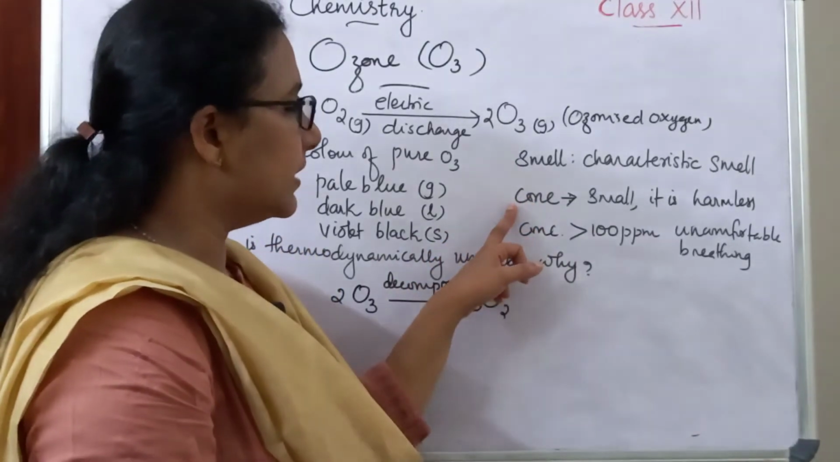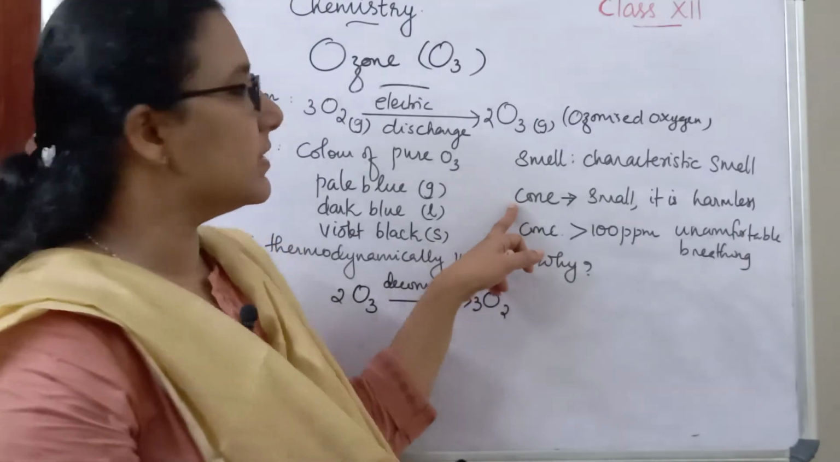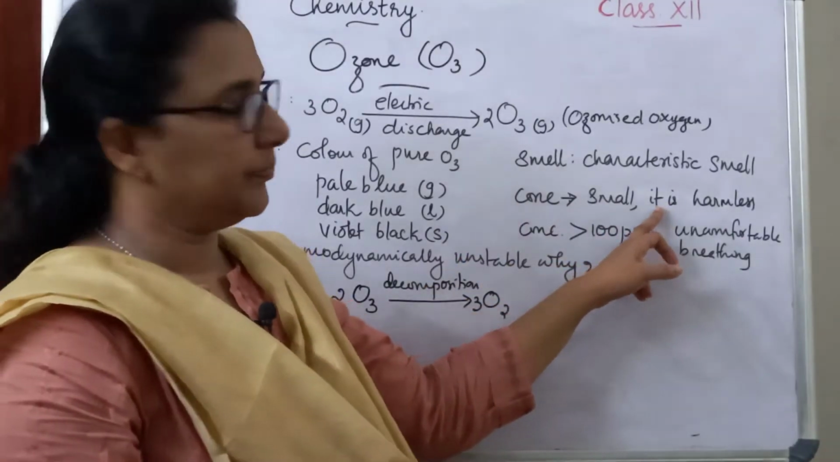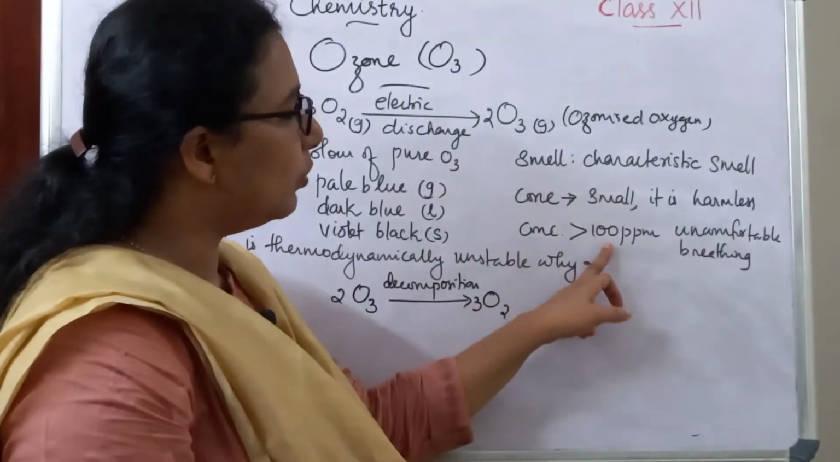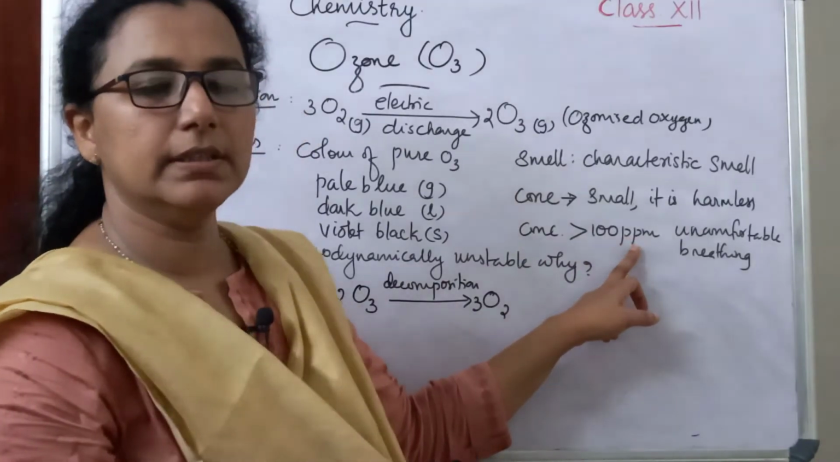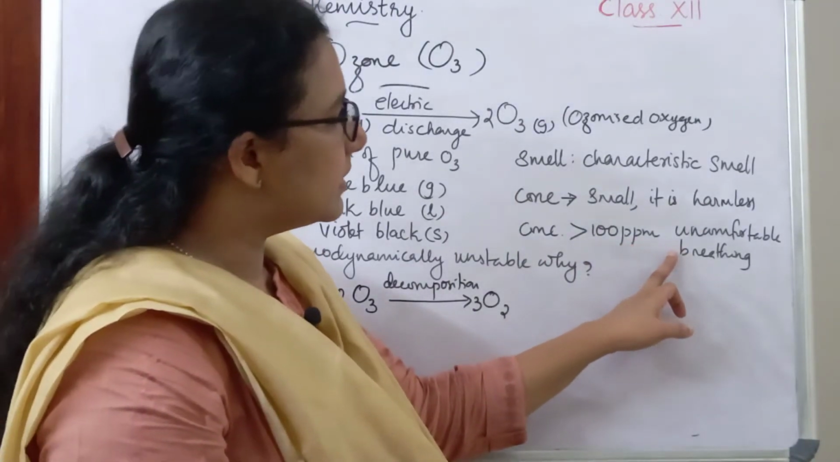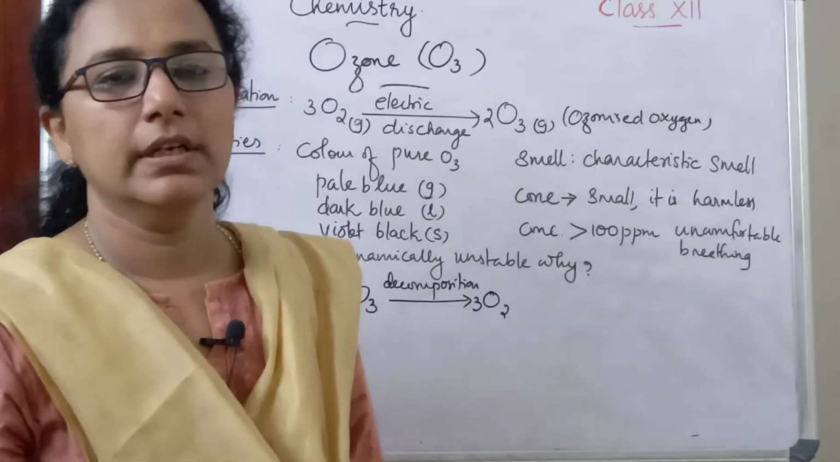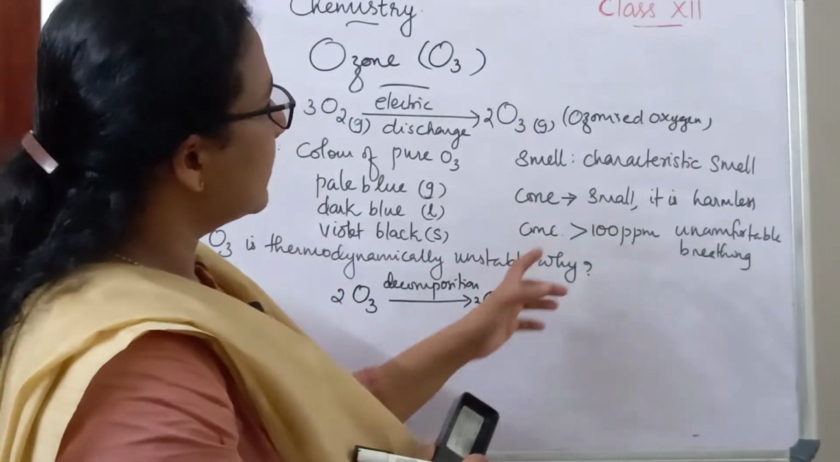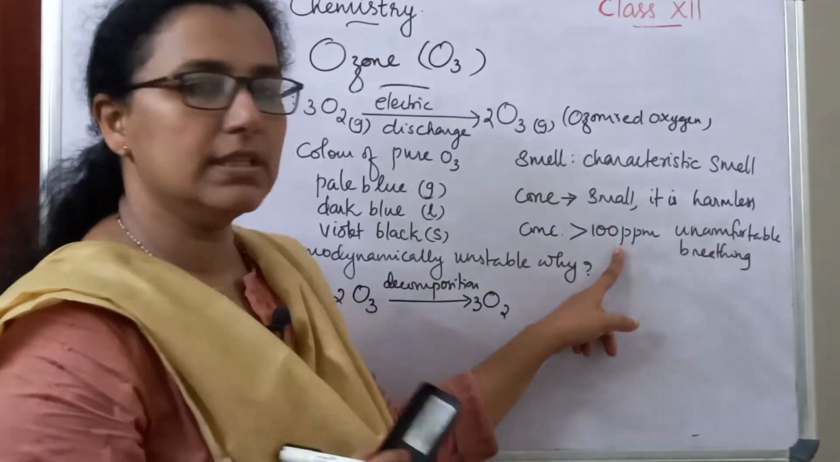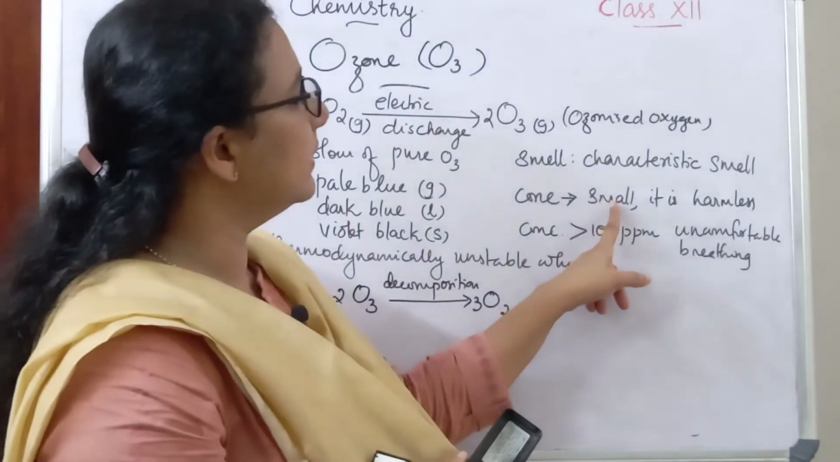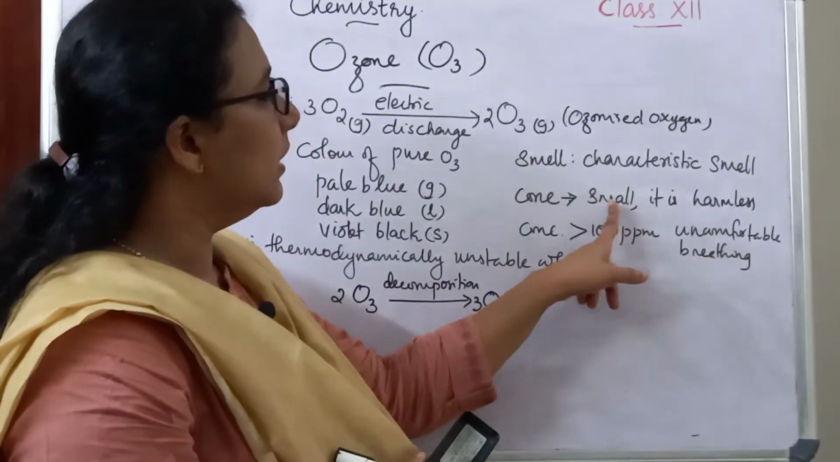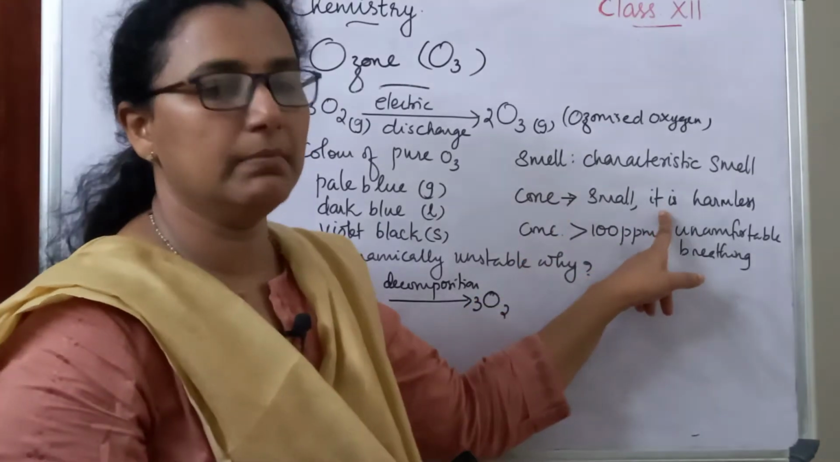And the concentration: if the concentration of ozone is small, it is harmless. But if the concentration is more than 100 ppm, 100 parts per million, it is harmful and it may cause uncomfortable breathing, headache, nausea, etc. So if the concentration is more, it is harmful, and if it is small, it is harmless.